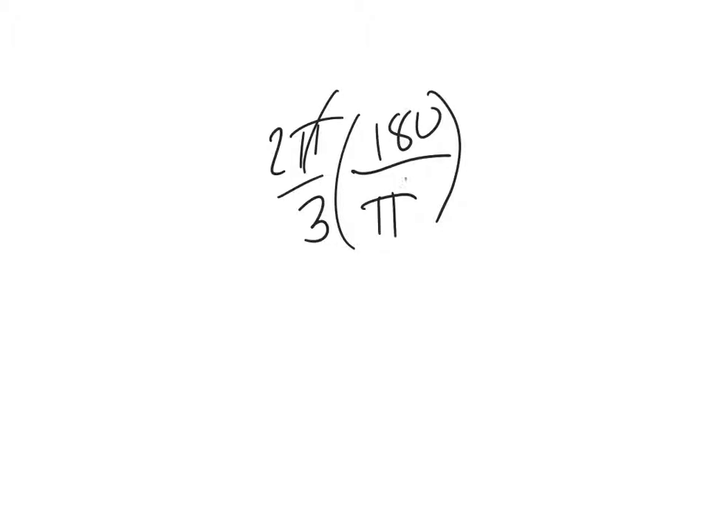Awesome. Cancel, cancel. If you can factor it, you should. CA, factor 180 into 3 times something, because then the 3s will cancel. 180 turns into 3 times 60. 3s cancel. Boom, boom. Final answer, 120. So did you get that we changed 2 pi over 3 into 120? Do you think you could do that?